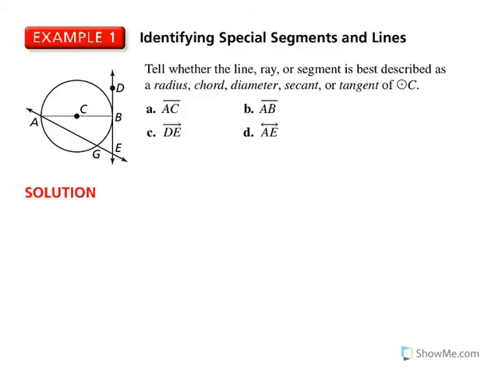Okay, so our first example, we want to tell whether the line, ray, or segment is best described as a radius, a chord, diameter, secant, or tangent of circle C. Alright, so our first one is AC. And this goes from the center halfway across our circle, and it touches at one point. And so AC happens to be a radius. Okay, so it follows all the characteristics of a radius, so that's what it is.